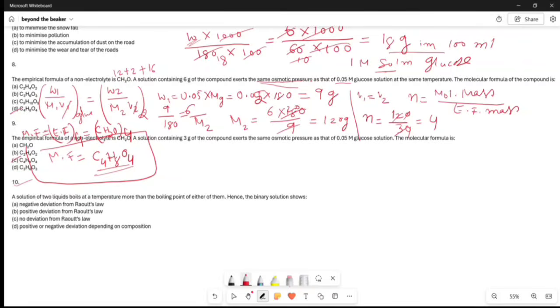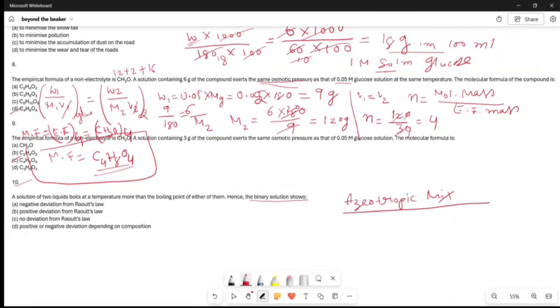Question number 10. Solutions of two liquids boil at a temperature more than the boiling point of either of them, hence the binary solution is. This question is based on azeotropic mixture. So what are azeotropic mixtures? Azeotropic mixtures means constant boiling mixtures.